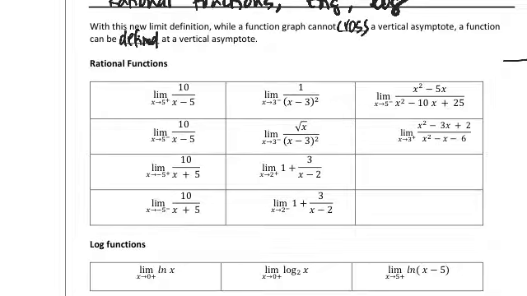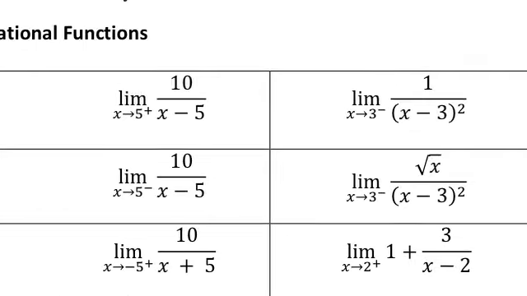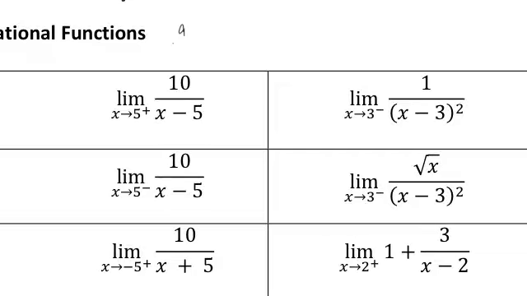Okay, how do we deal with rational functions? Well, let's see. Let's start with this one. This is a over x minus h, that type of function, right? So we have to do a little bit of thinking here. The top here is 10, and that doesn't change.